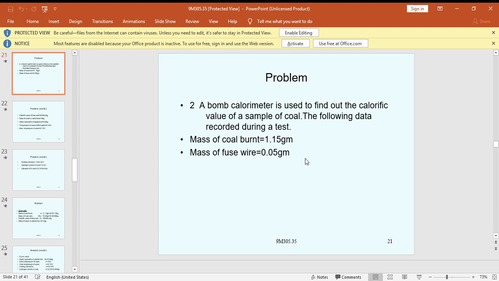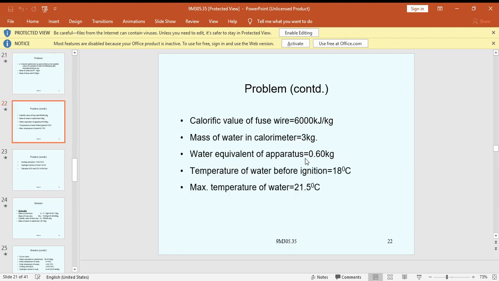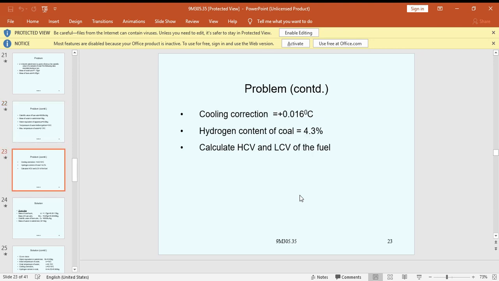A bomb calorimeter is used to find out the calorific value of the sample of coal. The following data were recorded during the test. Mass of coal 1.15 gram. Mass of the fuse is 0.05 grams. And calorific value of fuse is 6,000 kilojoules per kg. Mass of water in calorimeter 3 kgs. Water equivalent of apparatus 0.6 kgs. Temperature of water before ignition 18 degrees centigrade. And maximum temperature of the water is 21.5 degrees centigrade. Then cooling correction 0.016 degrees centigrade and the hydrogen content of the coal is 4.3%.